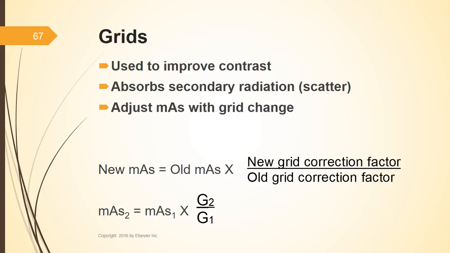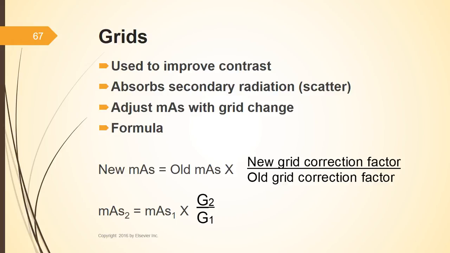But the usual method is to adjust the mass to account for the grid change, because mass is dependent on the grid ratio. And to determine the new mass, the correction factor of the new grid is divided by the correction factor of the old grid, and then that quotient is multiplied by the original mass. So here would be your formula. New mass is equal to the old mass times this correction factor. This shows it a little better. New, or number 2, mass, number 1, times grid factor over grid factor. So it's new grid over old grid.